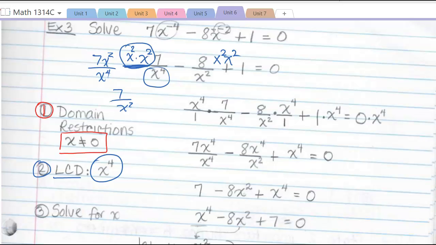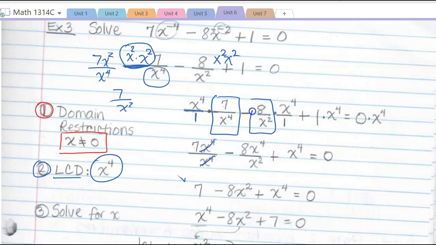We will know if this is a true LCD if we multiply every single fraction, every single term, by our LCD. So here's my first term, and I'm multiplying it times x to the 4th power. Since it's a fraction, I'm going to multiply it by another fraction, and we can see how I multiply top times top, bottom times bottom, and I get 7x to the 4th over x to the 4th. The x to the 4th will cancel, and I just get 7. So that worked for this one. There's no more denominator.